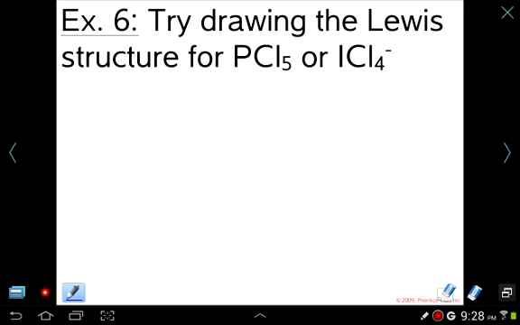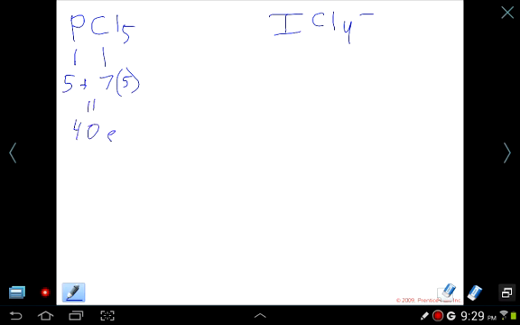So we'll go ahead and try this with a few molecules here. How about PCl5 and ICl4 minus? It'd be a good idea to have a periodic table handy, so that we could calculate how many valence electrons. So let's go ahead and do this PCl5 and ICl4 minus on the next page. So we got PCl5 and ICl4 minus. If you take a look, phosphorus has 5 valence electrons. Each chlorine has 7. There are 5 of these for a total of 35, plus 5. We got ourselves 40 valence electrons.